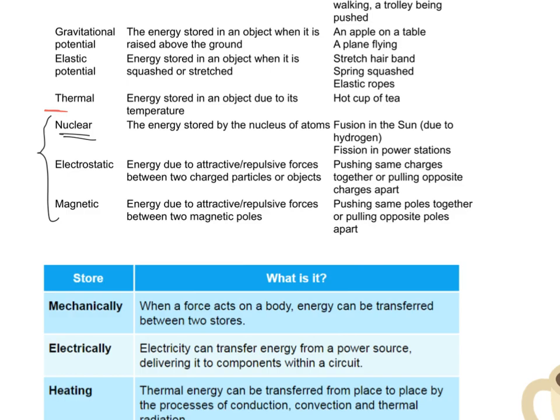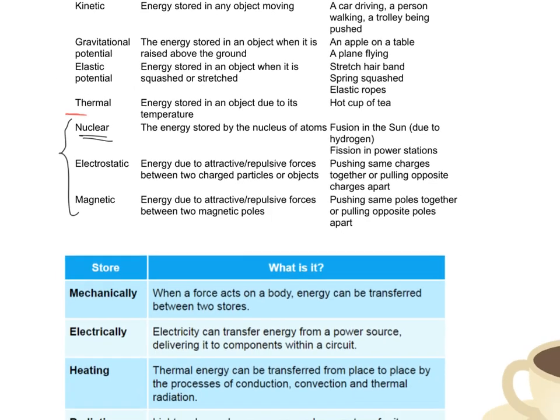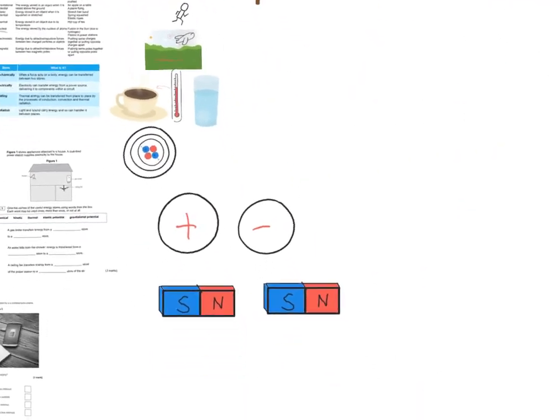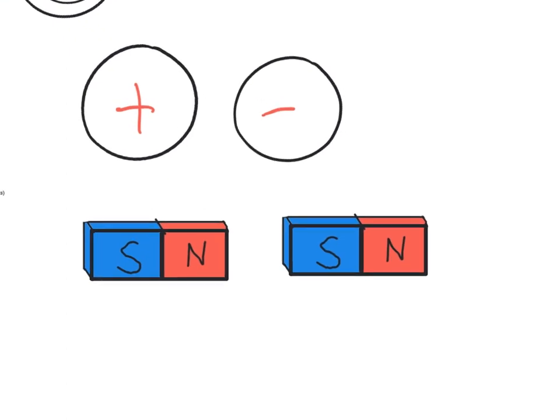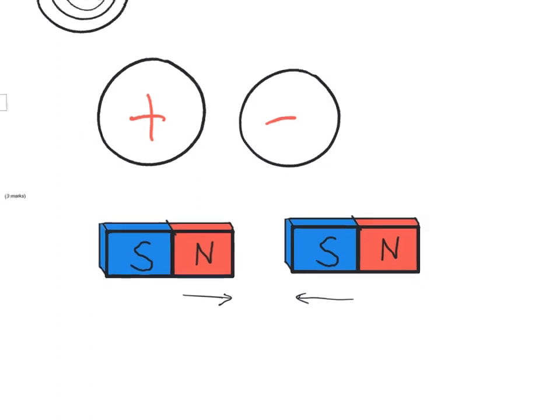And then we have magnetic. So this is an energy due to attractive or repulsive forces between two magnetic poles. So you are used to magnets and how they behave. So you have the North Pole and the South Pole. They're actually attractive, so that means that they will pull each other towards each other. And that will mean that if I want to pull them apart, I have to use my own energy, and that energy is stored as magnetic energy store.